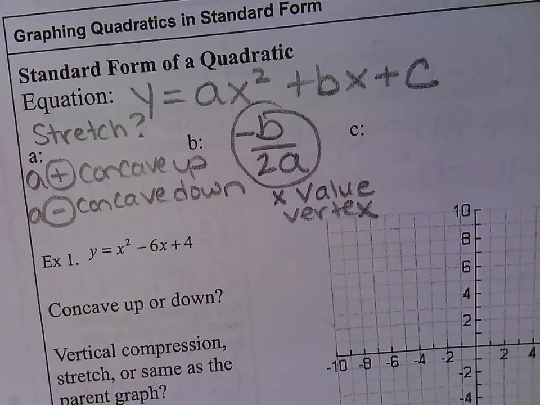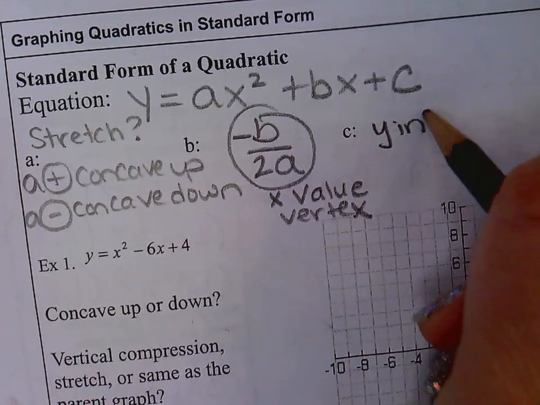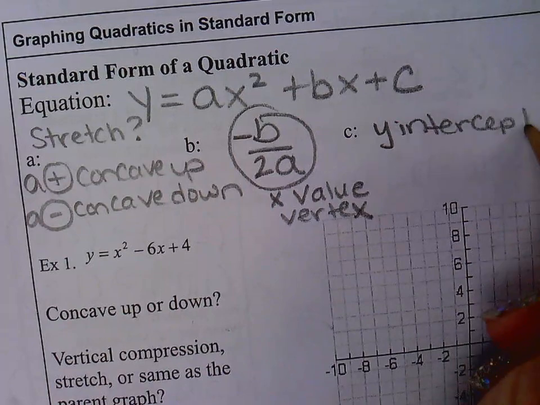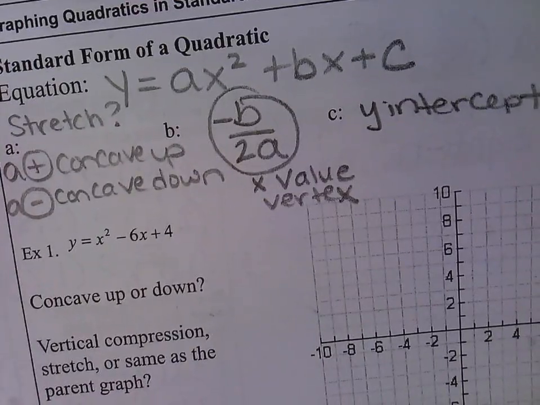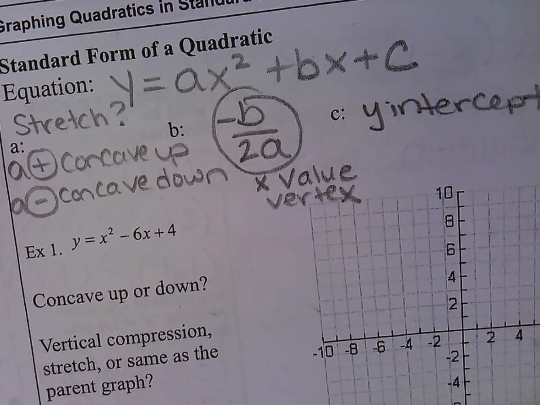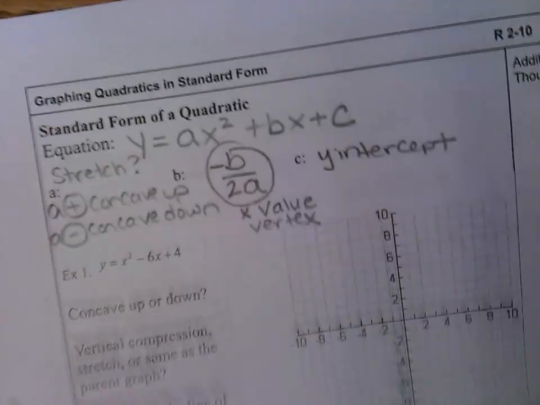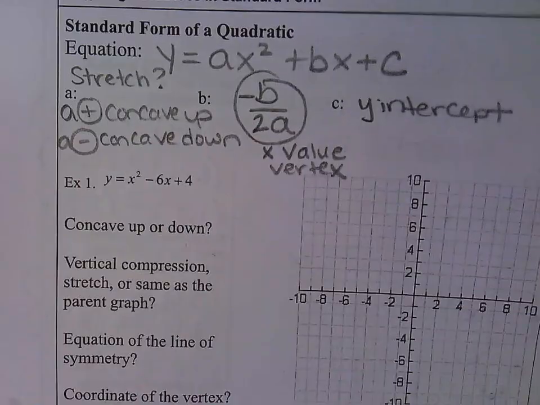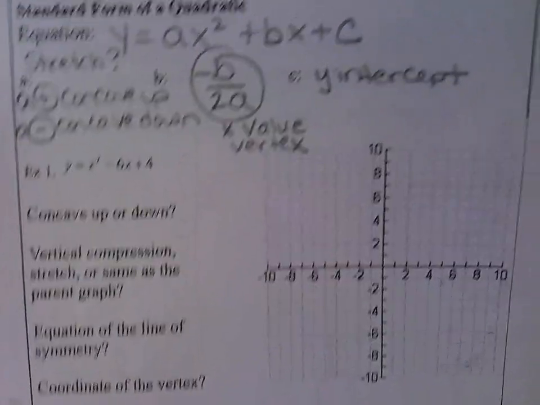And then C is actually your y-intercept. Because when you plug in 0 for x, remember to find a y-intercept, x is always 0. So if I plug in 0 for x, this goes away, and I'm just left with c, the y-intercept. So those are the 3 pieces of the puzzle. I always tell students to do them in order of A, B, C, so I write my work down in order of A, B, C.